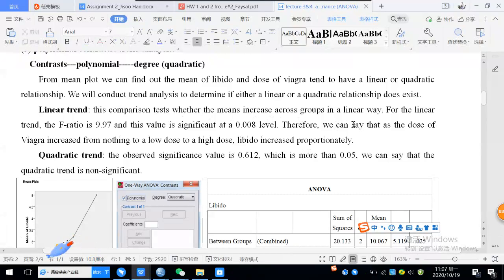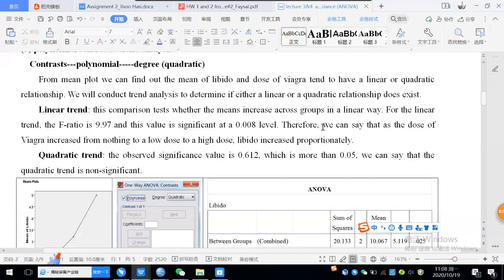Yeah, that's what I told you right now. These comparison tests whether the means increase across groups in a linear way. That's the linear trend. For the linear trend, the F ratio, or F value, is 9.966, and this value is significant at the 0.008 level. Also, you can say the F value is 9.97, and the corresponding significance is 0.008, which is less than 0.05. Hence the linear trend is significant.